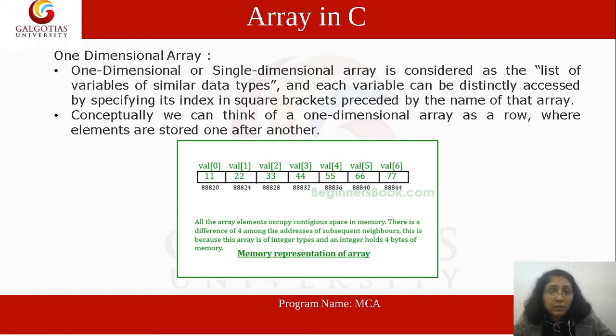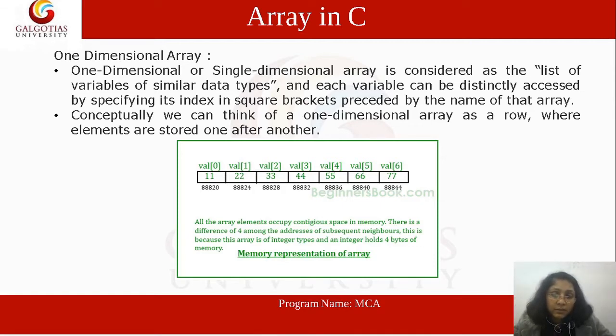Conceptually, we can think of a one-dimensional array as a row where elements are stored one after another. As you have seen in the PPT also, here we are taking the array name as VAL, and we are accessing the array elements by using the index val 0, val 1, val 2 up to val 6, because we are storing 6 elements.